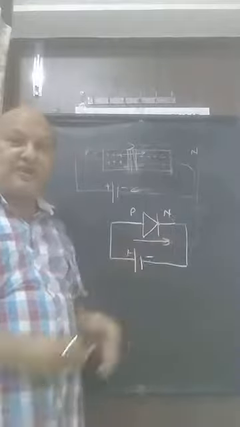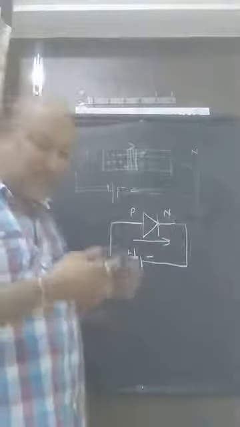What about the reverse bias? This is the basic fundamentals of the diode in forward bias. What happens in case of the reverse bias? Let us see this reverse bias condition.